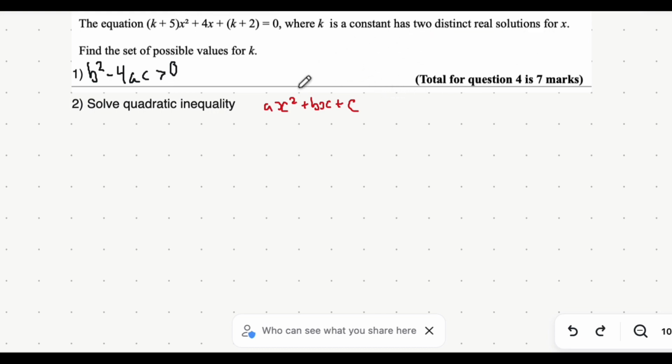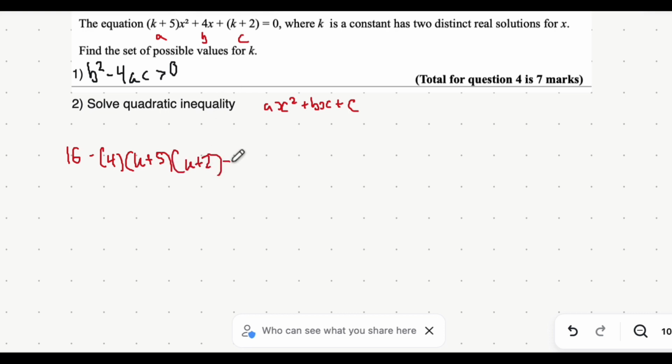Now what we know about the discriminant is that if there's two solutions, b squared minus 4ac is bigger than 0. And we're going to use this here. I mentioned a is equal to k plus 5, b is equal to 4, c is equal to k plus 2. In that case, let's substitute into this, and we get b squared, which is 4 squared, that's 16, minus 4 multiplied by a, which is k plus 5, multiplied by c, which is k plus 2, is all bigger than 0.